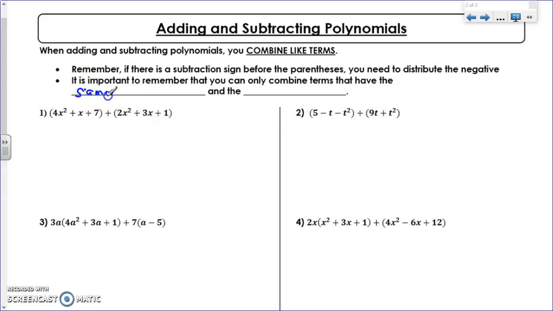Do you remember that? Same variable, same exponent.